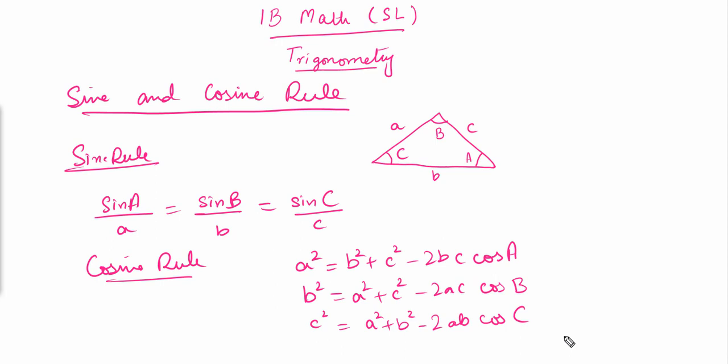So these are the sine rule and cosine rule that we can use in our questions to work out the unknown sides or the angles in such triangles that are not right angle triangles. If the triangle is a right angle triangle, then we can simply use the trigonometric ratios like sine theta equals opposite over hypotenuse, cos theta equals adjacent over hypotenuse, and tan theta equals opposite over adjacent. But for such triangles which are not right angle triangles, we have to use the sine rule and cosine rule.